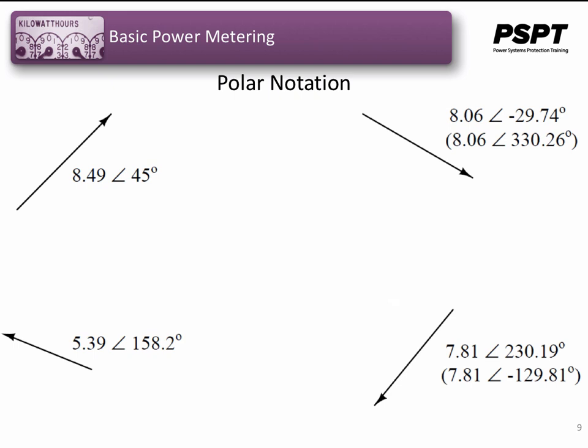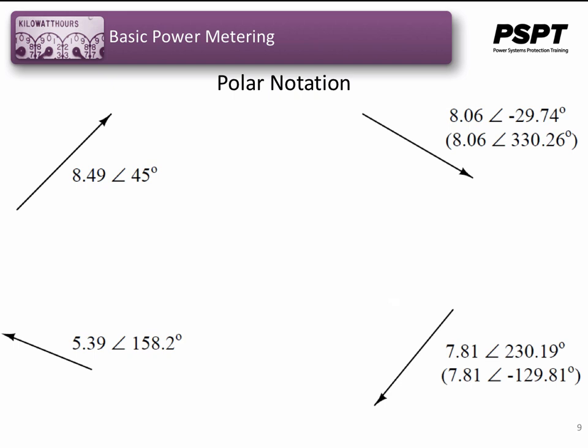Something else to note while describing phasors in polar notation is that the magnitude, we've described it as simply 8.06 or 8.49 or 5.39. Notice I haven't indicated whether that's inches, feet, meters, or it could be miles. It's irrelevant, and it could be whatever you want it to be, because the magnitude can be scaled, and it doesn't change the direction of the polar notation at all.